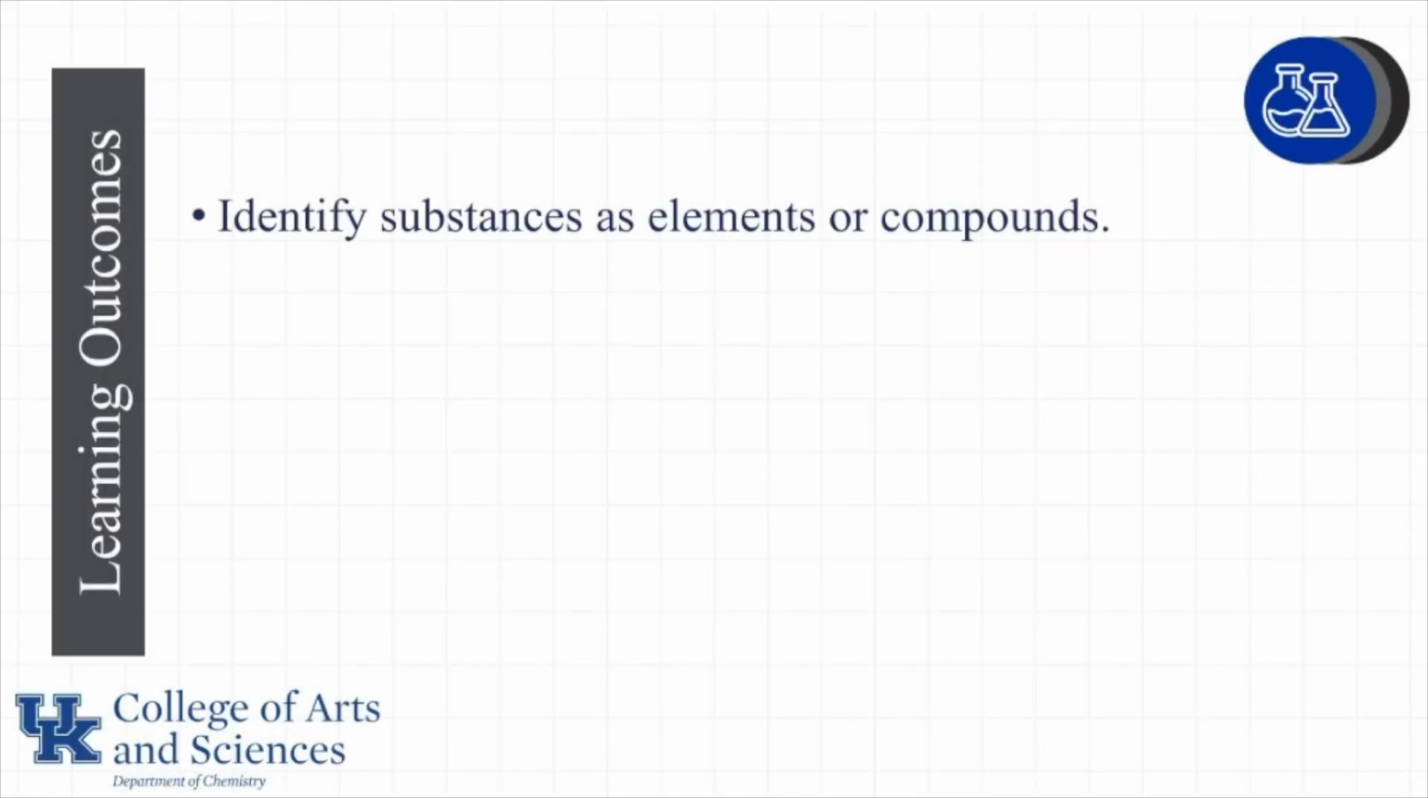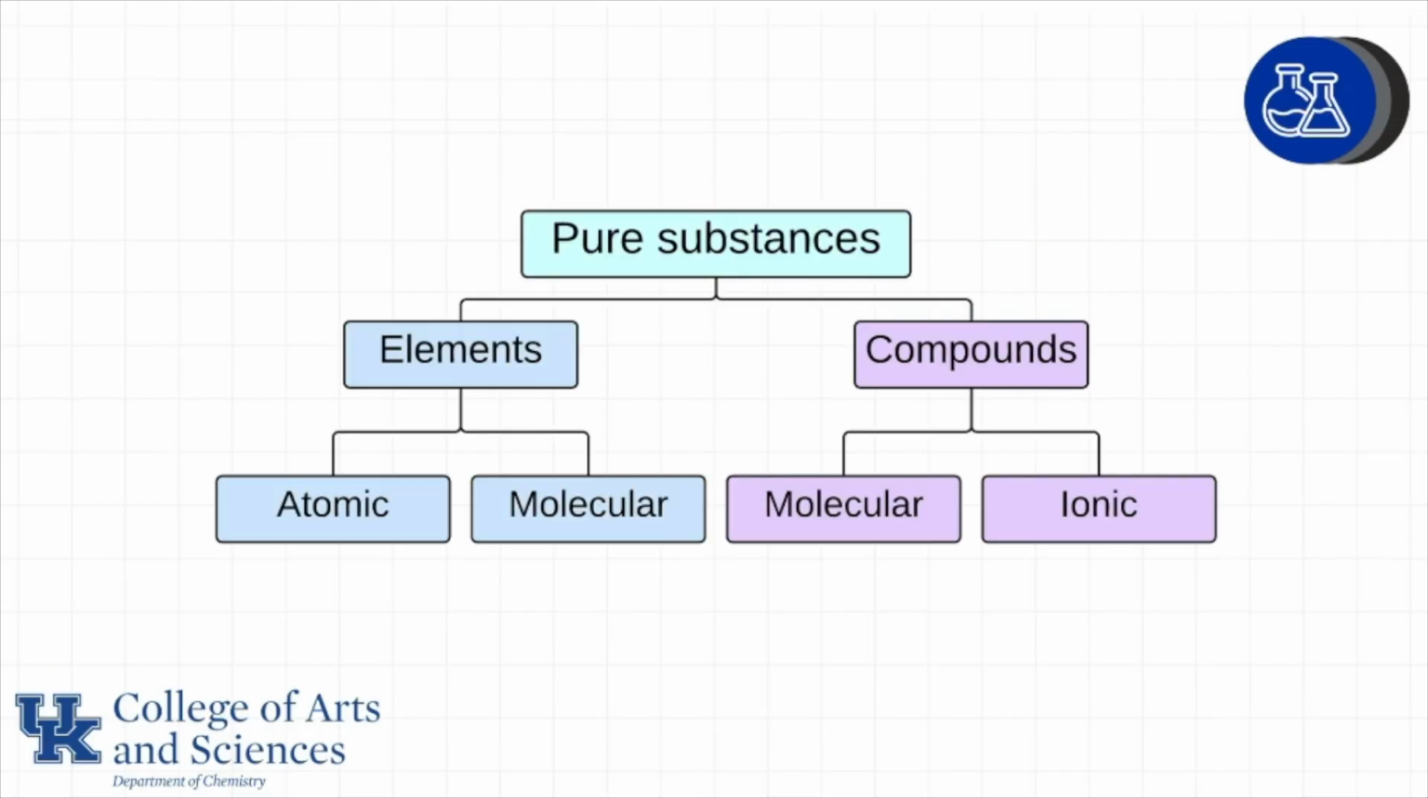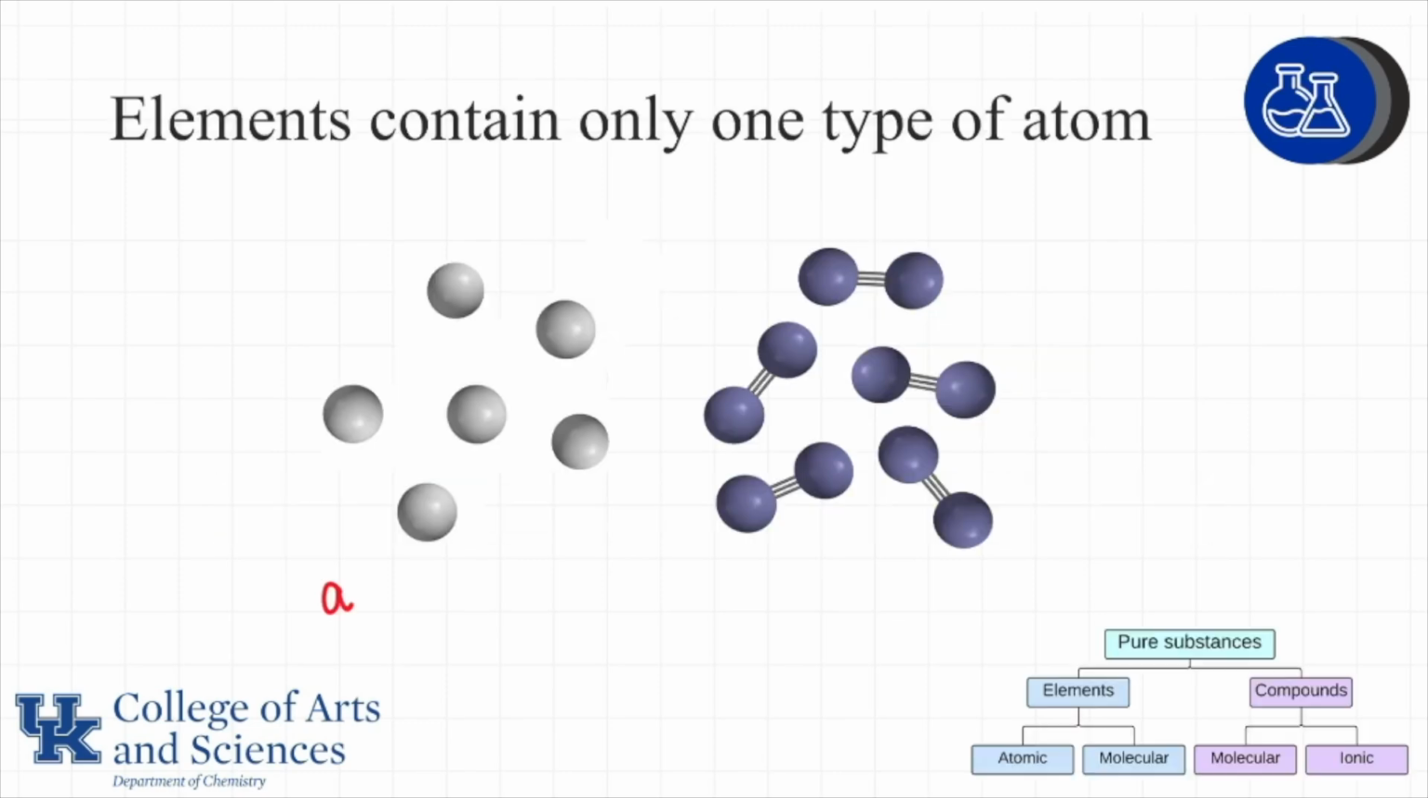In this lesson, we're going to learn to identify substances as either elements or compounds. We're only going to focus on the pure substances side of our original flow chart, looking at elements and compounds, and then how they further break down to be further categorized. Let's look at elements first.